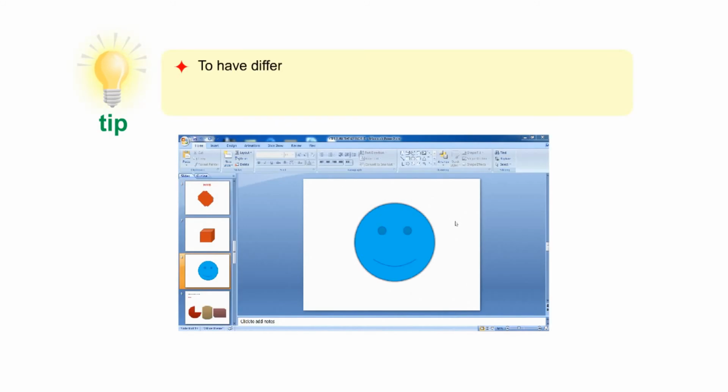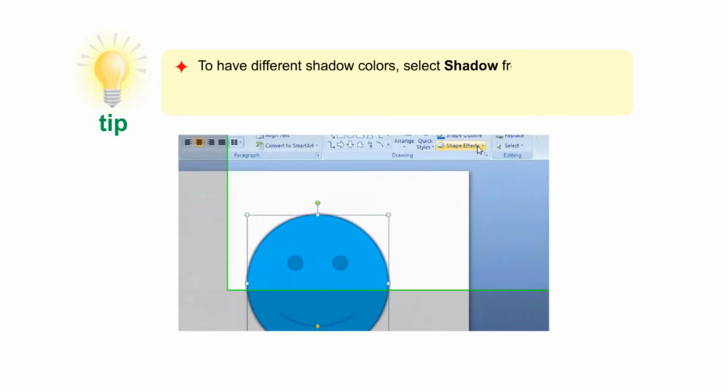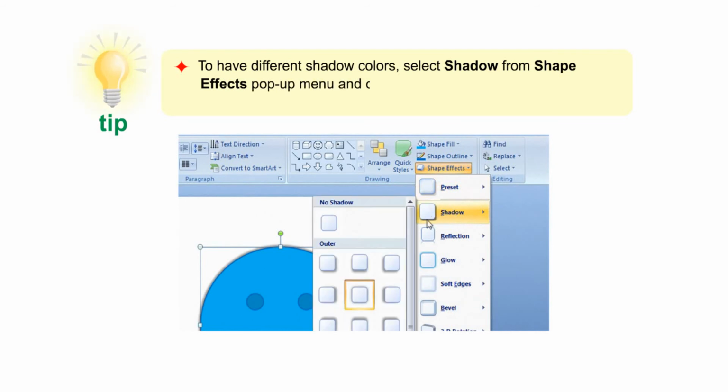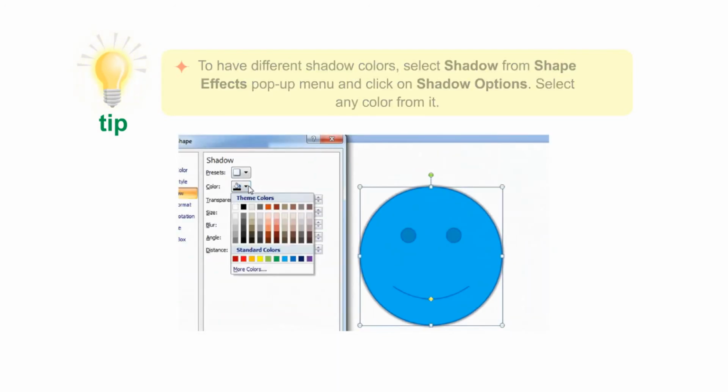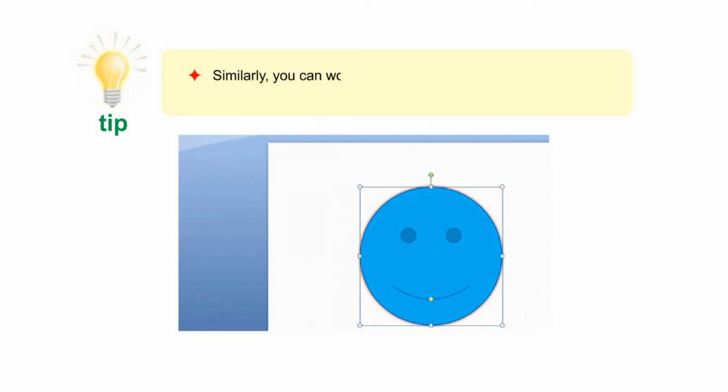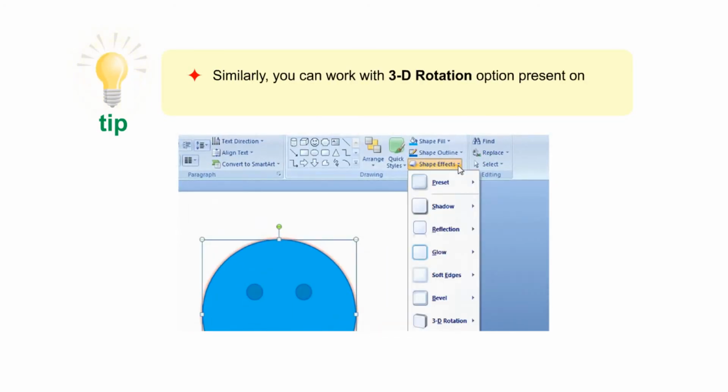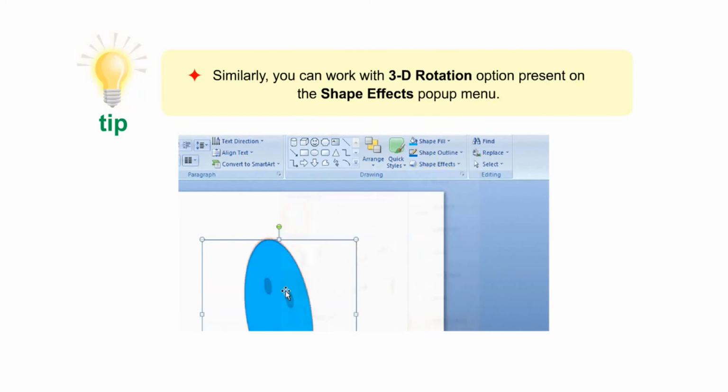It's time to note some more tips. To have different shadow colors, select Shadow from the Shape Effects pop-up menu and click on the Shadow option. Select any color from it. Similarly, you can work with the 3D Rotation option present on the Shape Effects pop-up menu.